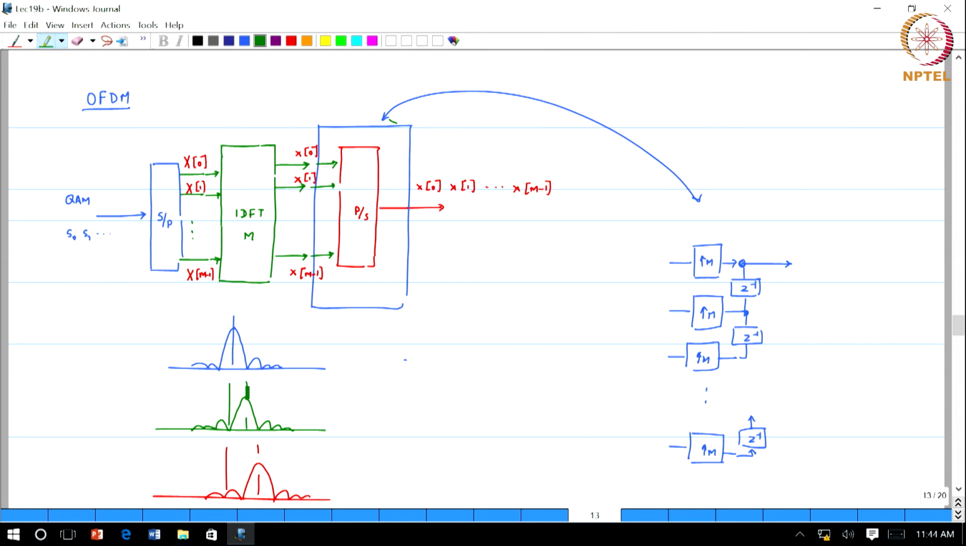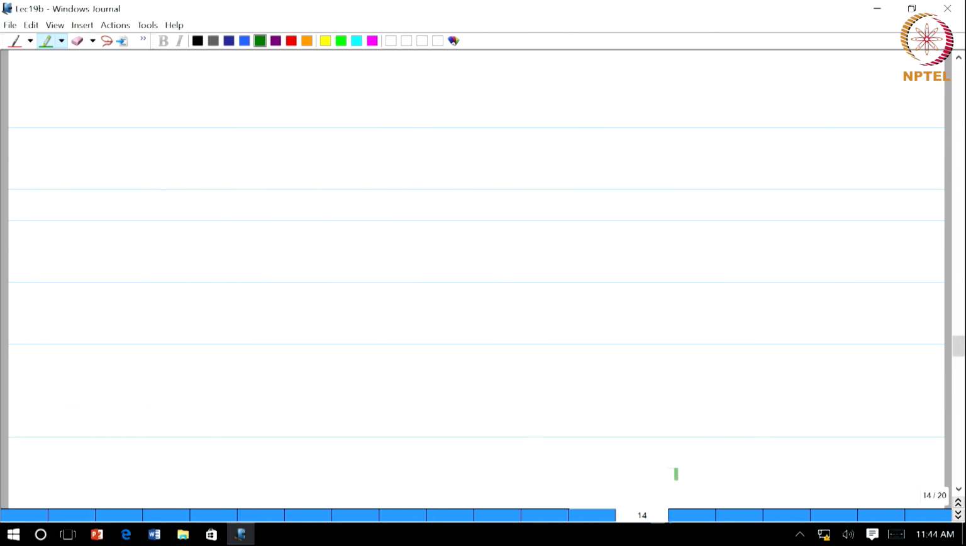So, once you have that understanding, you can say that parallel to serial conversion is nothing but an upsampling block followed by a delay chain. The IDFT combined with it is a bank of filters. So, in other words, what have you done in OFDM?